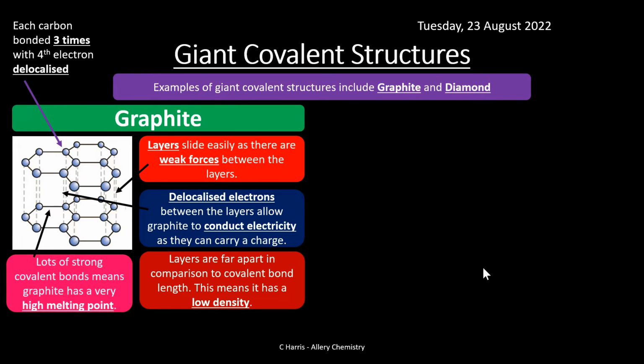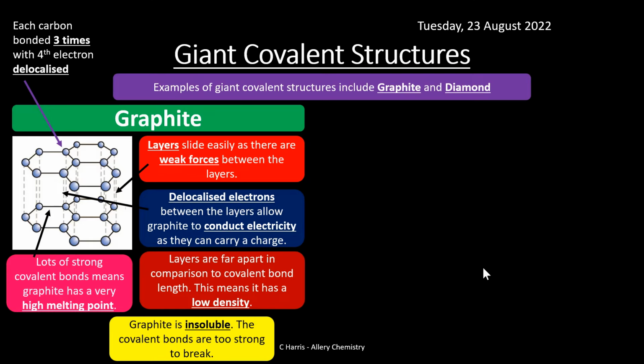Say when we look at diamond, for example, which is the next example. So graphite is quite low density, and it is insoluble as well. It doesn't dissolve. The covalent bonds are far too strong for water to break them apart. So it's not like ionic compounds, where generally ionic compounds are quite soluble. Water can break the ionic structure down. It's not the case with graphite.